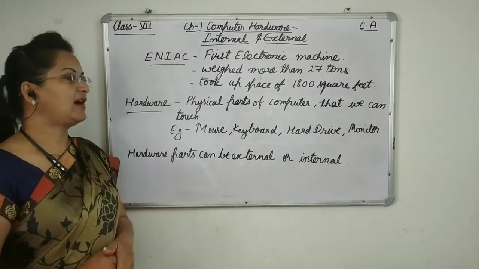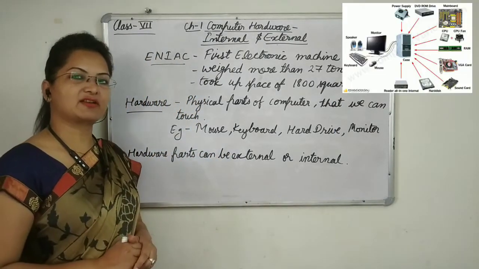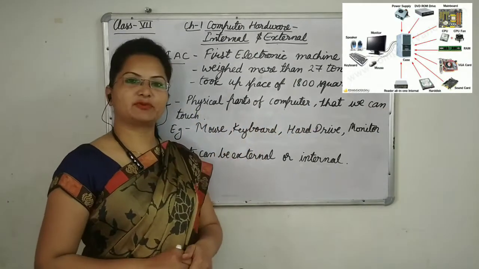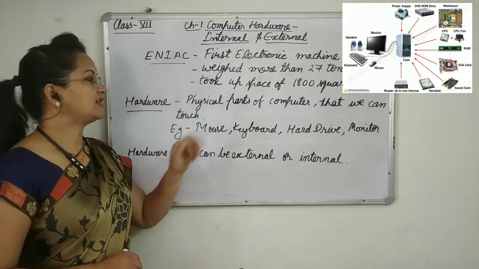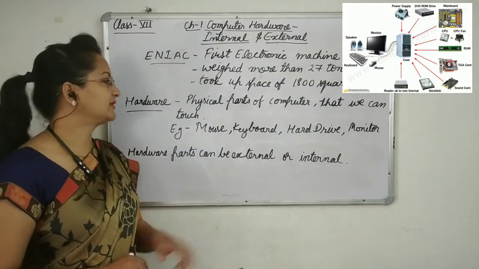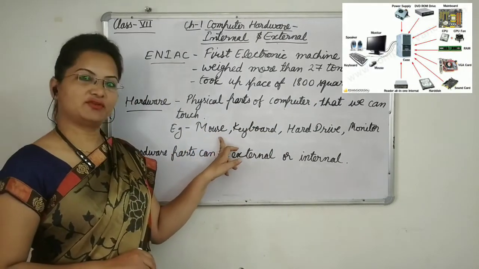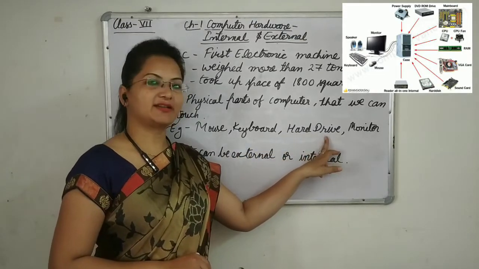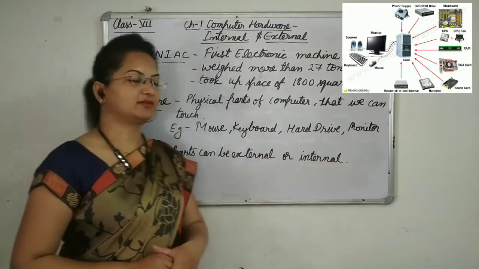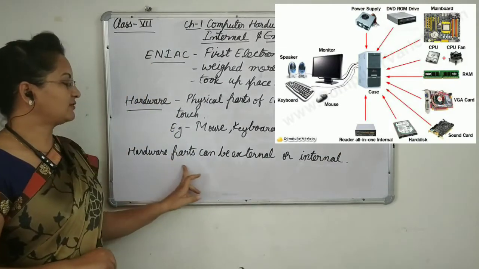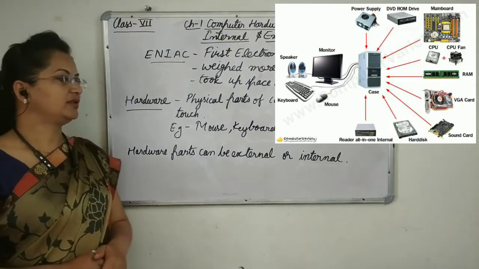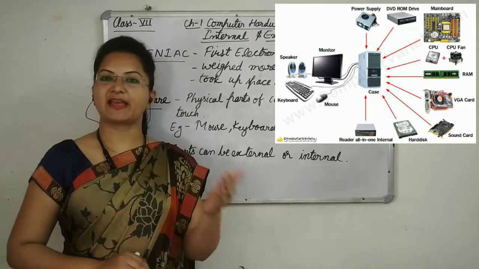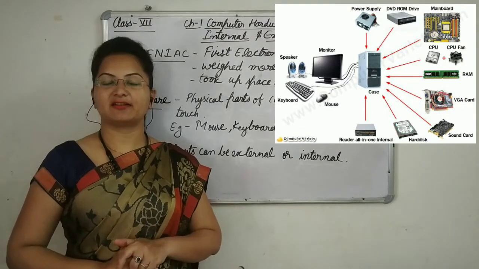Now students, hardware. The devices which are connected with the computer, okay, they are known as physical parts of computer and we can touch hardware devices. Example, mouse, keyboard, hard drive means hard disk, and monitor. Now students, we will study about various types of hardware. There are two types of hardwares, external and internal.